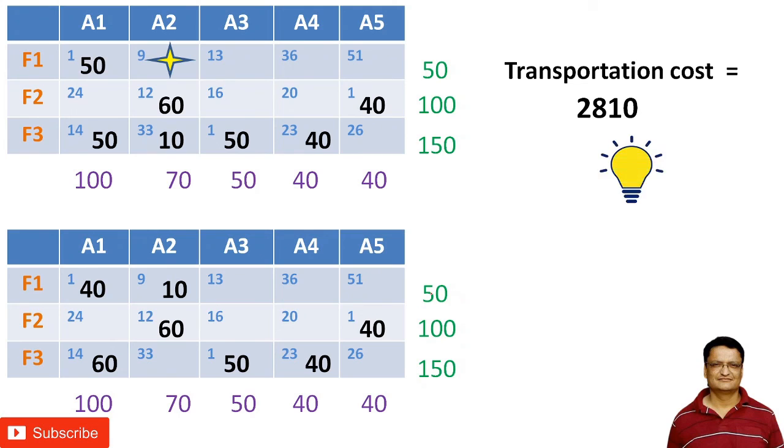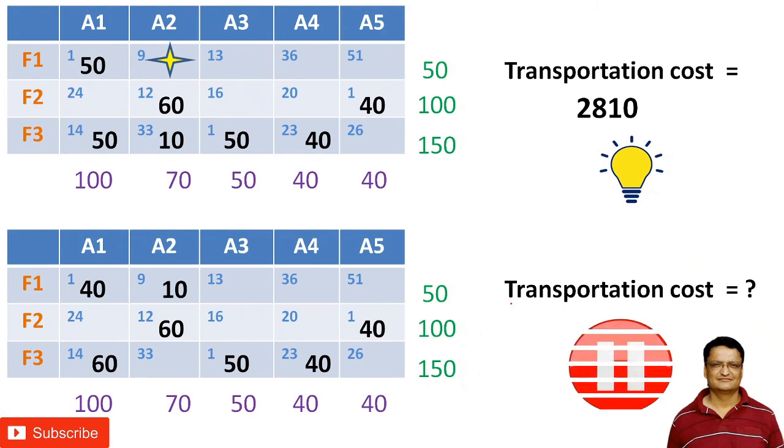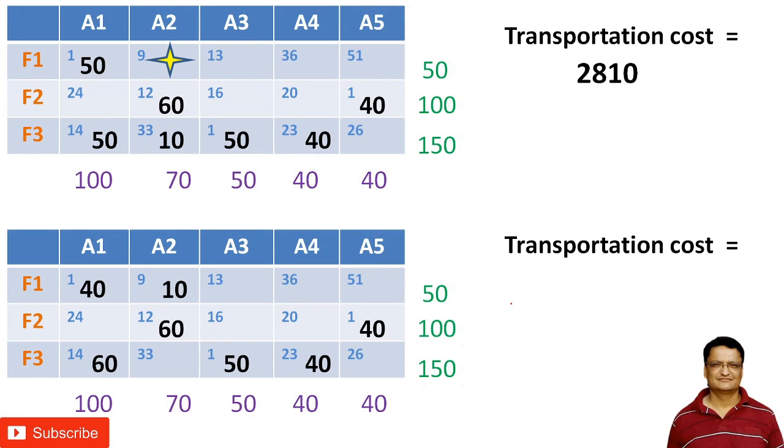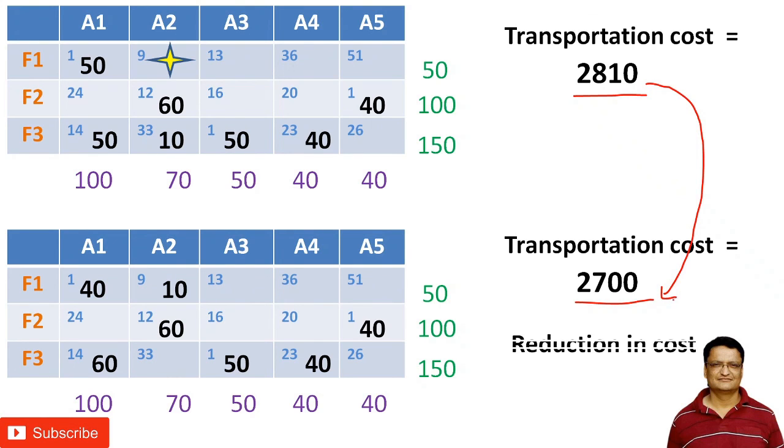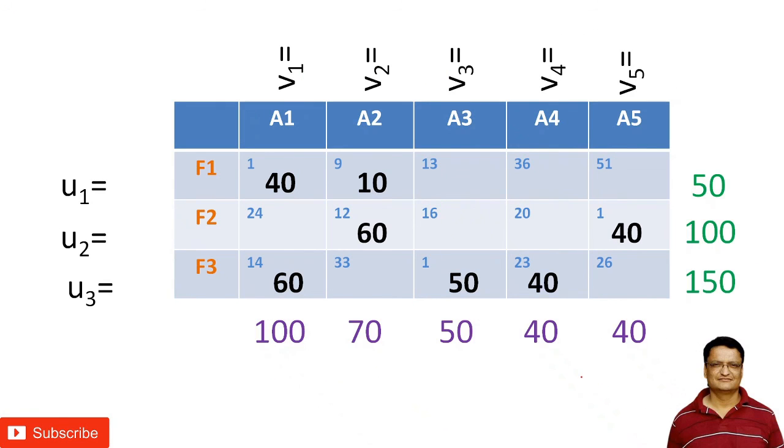So now here is a question for you. Can you calculate the transportation cost for this? Stop the video and try to calculate the transportation cost. Now I hope you must have given it a try. So the transportation cost is calculated as 2700. Now you can see that the transportation cost is reduced from 2810 to 2700, and the reduction in cost is 110, right? But this is not the end of the problem.